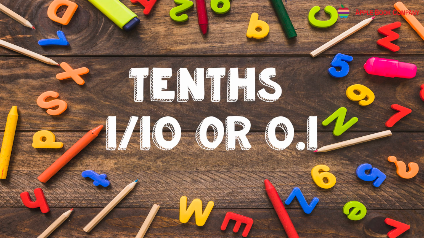Tenths, 1 by 10 or 0.1. Tenths are fractions with denominator 10. Let us divide a figure into 10 equal parts and shade one part. That part is 1 by 10. One shaded part represents 1 by 10 of the whole figure. We denote it by 0.1 and read it as decimal 1 or 0.1.